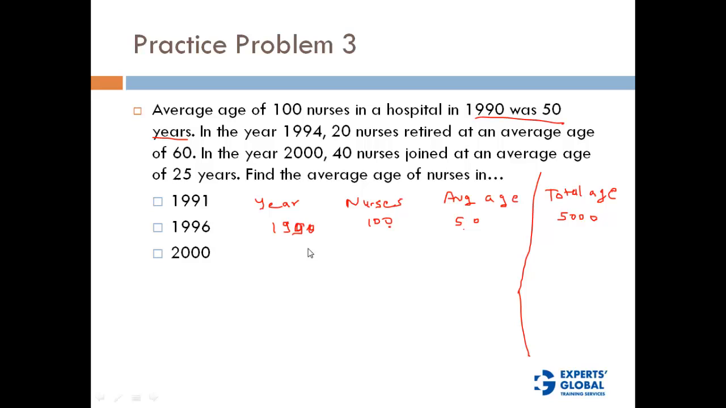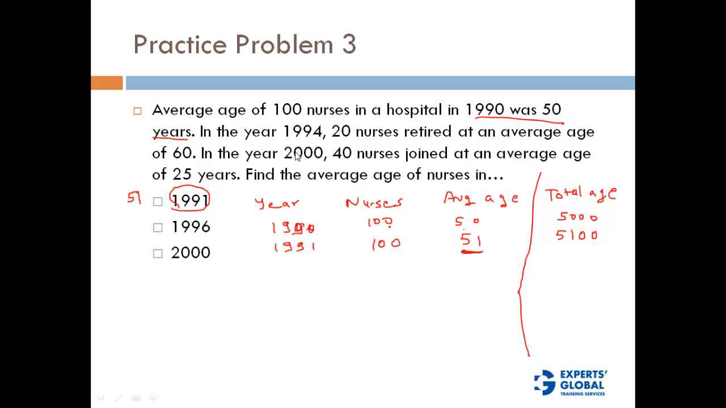Now you will see that in 1991 every nurse would have got older by a year, right? So that means the average age is going to be 51. Same number of nurses, so total age would accordingly become 5100. Like this, every year one is going to get added. So the first question, 1991, what was the average age? The average age was 51 years.